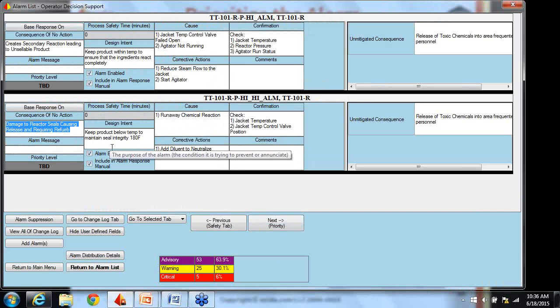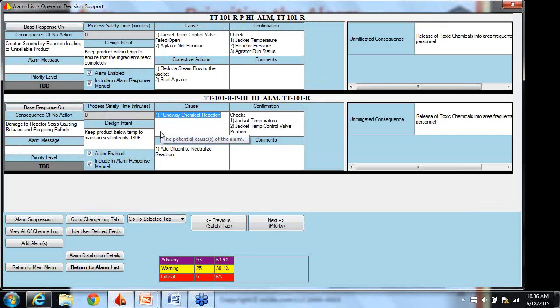So in this case, if for some reason the operator's action to the product quality alarm is not good enough and something else now has gone wrong, a different cause, runaway chemical reaction, there's a different corrective action required, and a different consequence, because now we're not talking about just product damage. In fact, it's too late. The product has already been compromised, but now we're talking about compromising the equipment. So we need another alarm to help prevent that. So that's what our high alarm will be used for.